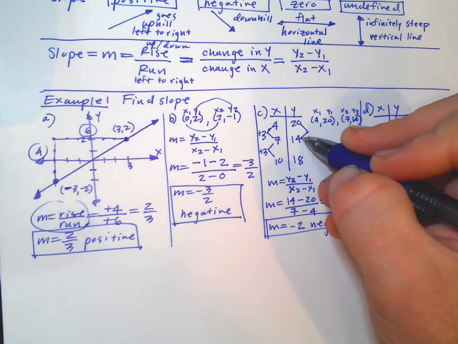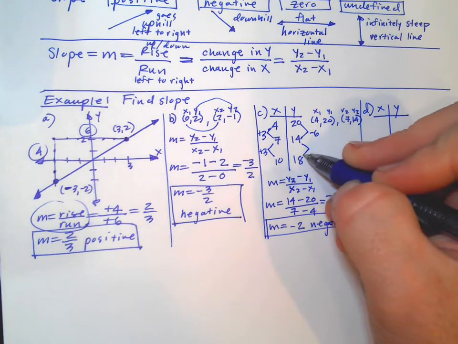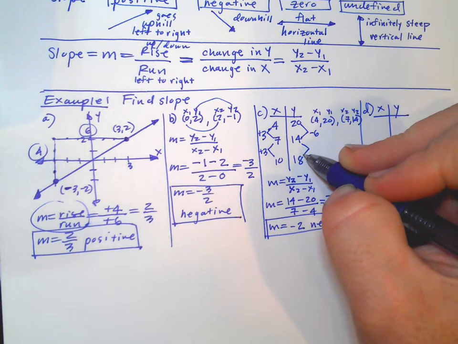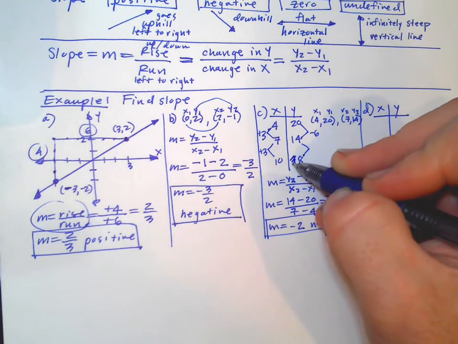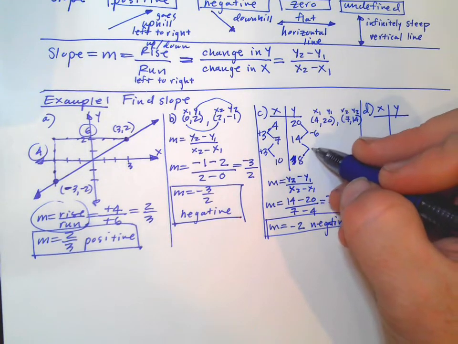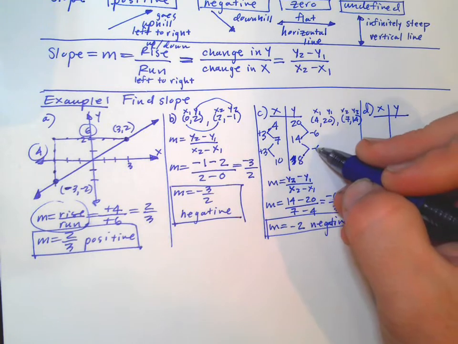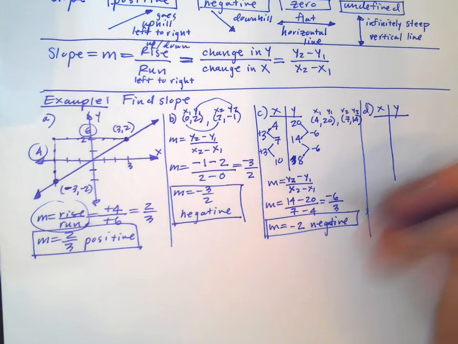This is your rise, down 6. Oops, hold on a second. Should just be down 6, down 6. So you can do rise over run. Negative 6 over 3 is negative 2.